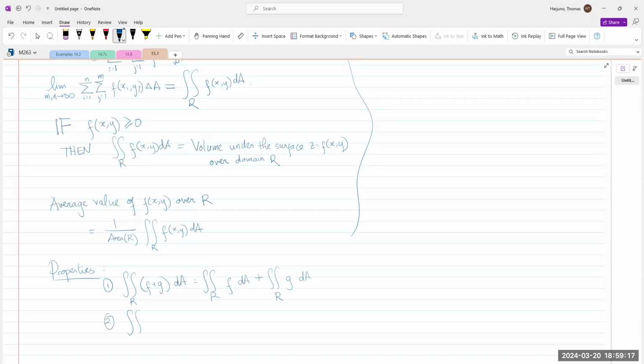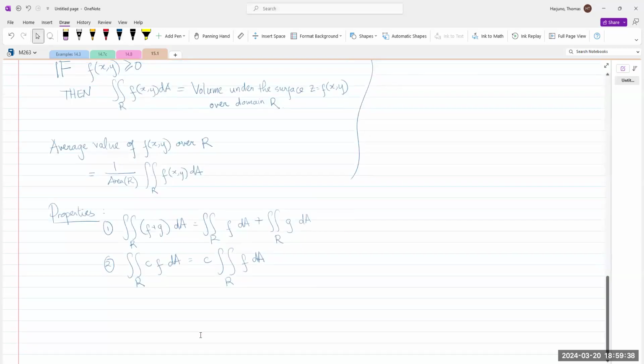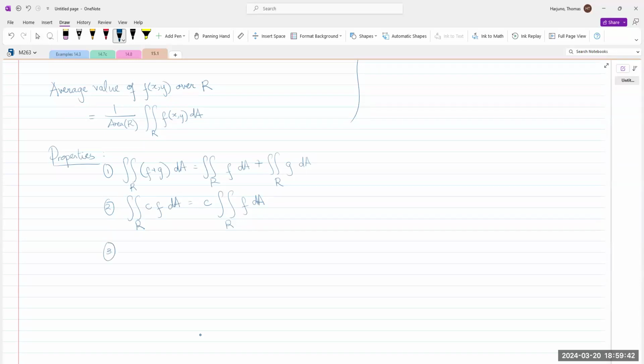Second, the integral of a scalar multiple of a function over the domain R dA is equal to the scalar multiple of the integral. And the third rule, basically these properties carry over from what we learned in calculus 1. So if f is greater than or equal to g on that rectangle R, then the double integral of f(x,y) dA over domain R must be greater than or equal to the double integral of g over R.